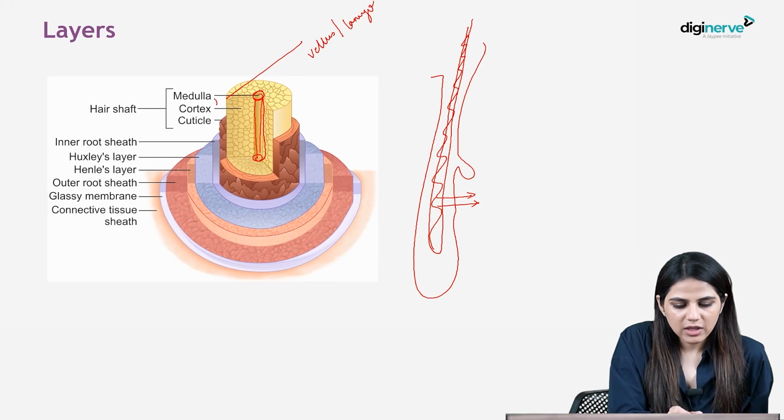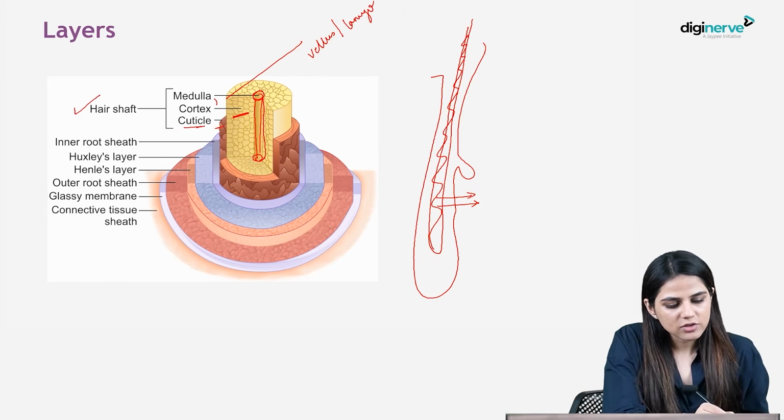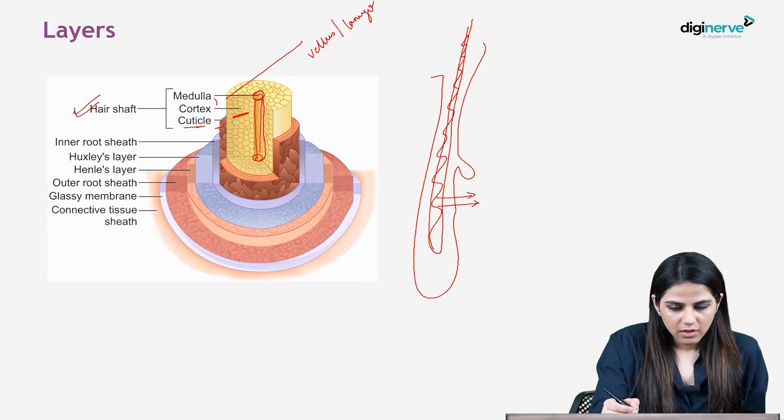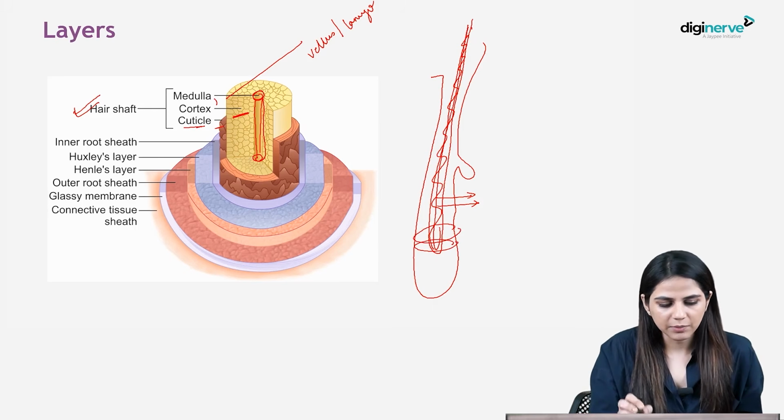Followed by the medulla comes the cortex, and after the cortex comes the cuticle. So these three are the layers of the hair shaft, which is here. Now this hair shaft is covered in other multiple layers.